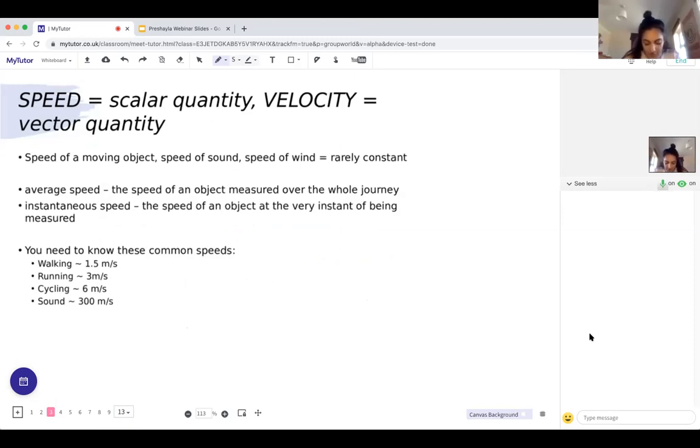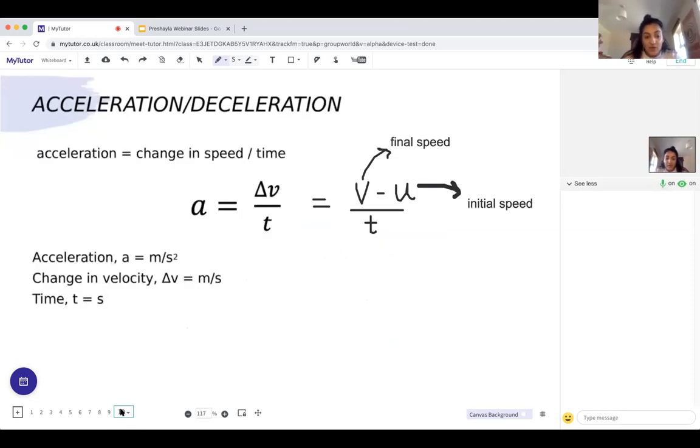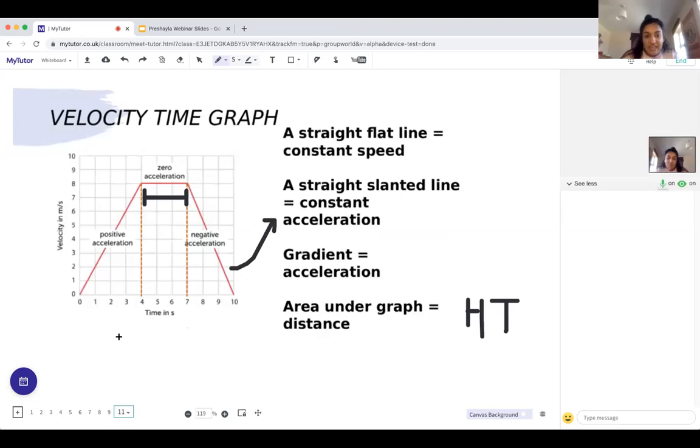So someone said, what would a curved line be in a velocity time graph? Well, a curved line in a velocity time graph doesn't actually have any relevance. That's why I've not included it. It doesn't mean anything. I mean, it means a changing acceleration, but that's so advanced that you don't even do it at A level. So don't worry about that. It bears absolutely no relevance, and you don't need to worry about it for your GCSE.